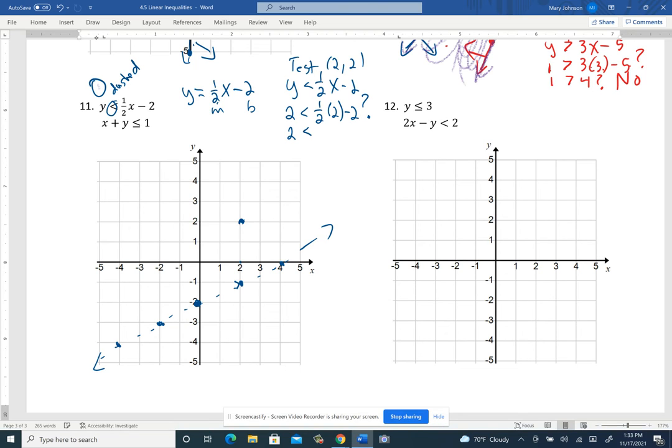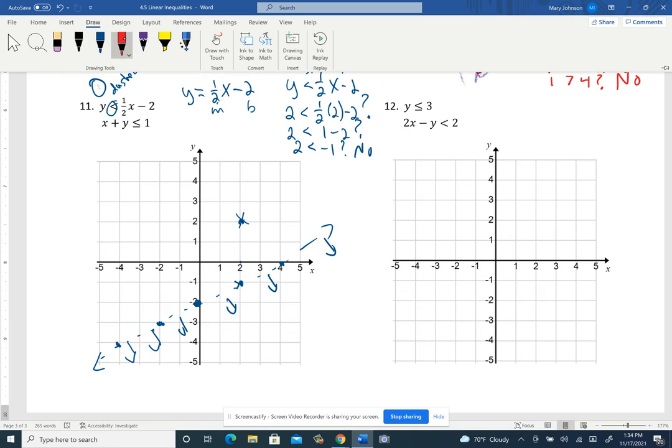2 for the y, 2 for the x, and I want to see if that's a true statement. Is 2 less than 1 minus 2? Is 2 less than -1? No. -1 is smaller. So that does not work relative to the blue line. So my solutions are going to be the points on this side of the blue line. All right, now we're going to graph the second one, doing it in red.